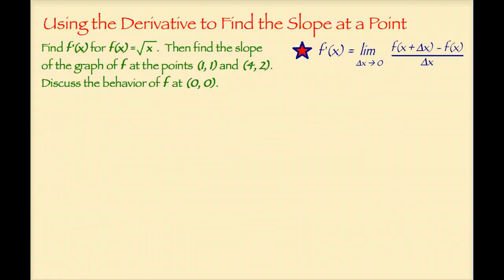In our last example, we're going to use the derivative to find the slope at a point on this function, f of x equals the square root of x.